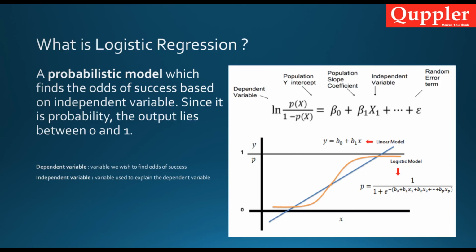So the first question is, what is logistic regression? It's a probabilistic model which determines the odds of success based on the independent variables. Since it's a probability, the output always lies between 0 and 1. If you look at this graph or diagram, the blue line depicts the linear model, whereas this S line depicts the logistic model.